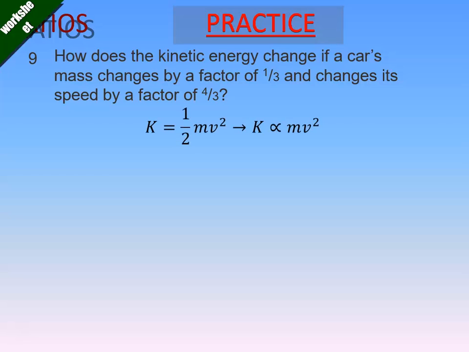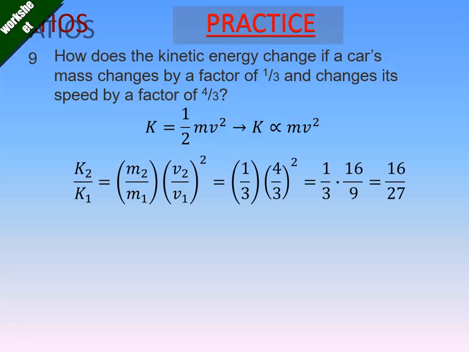Okay, so you have your proportionality. K is proportional to mv squared. So therefore the ratio of K's is equal to the ratio of masses times the ratio of speeds squared. And again, you should write down your givens here and say that m2 over m1 equals 1/3, v2 over v1 equals 4/3, and those are what you end up plugging in.